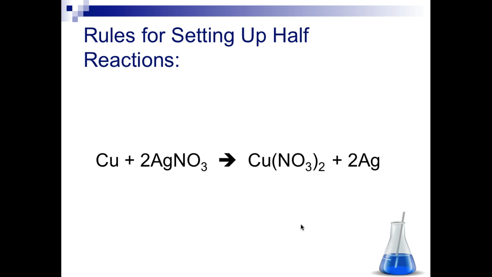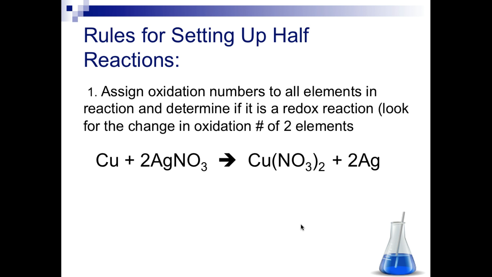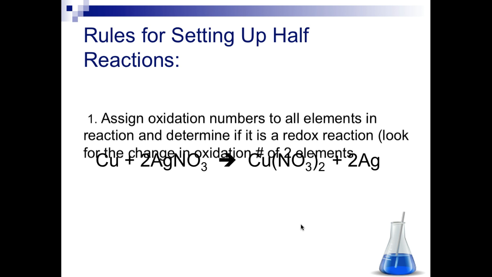So there are some rules for setting up half reactions. Rule number 1, you're going to assign oxidation numbers to all the elements in the reaction and determine if it's a redox reaction. The easiest way to do that is to see if there's a change in the oxidation numbers of two of the elements in the compounds.